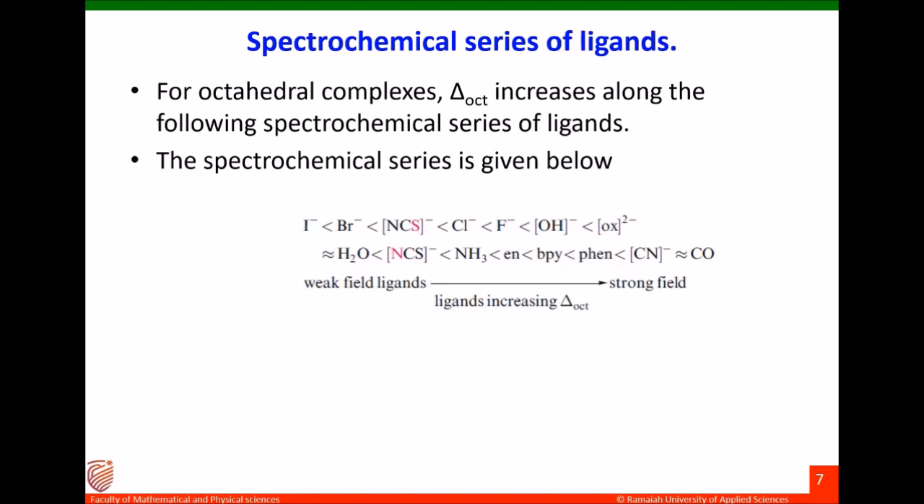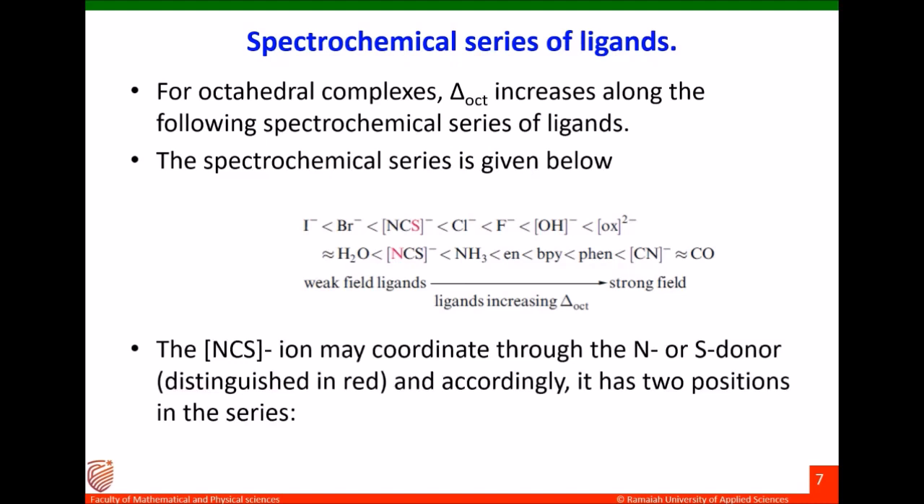The reason is that the NCS ligand is an ambidentate ligand. The NCS minus ion may coordinate through an N or S donor, distinguished in red color. When the red color is on S, the linkage is happening through sulfur. If the red color is on N, then the linkage is through nitrogen, and accordingly it has two positions in the series. Now you can see that ligands with the same or similar donor atoms are close together in the series. You can see iodide, bromide, chloride, fluoride. They are all halides, and they are very near in the spectrochemical series.